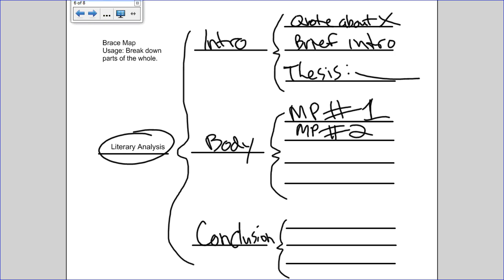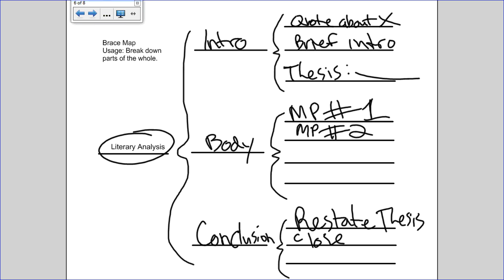And then in your conclusion, you're going to restate the thesis, and then close. Okay, so very simplified version of it, but you could see how you would use this very effectively to plan a literary analysis paper. Okay, I need these things, otherwise my intro is not complete.